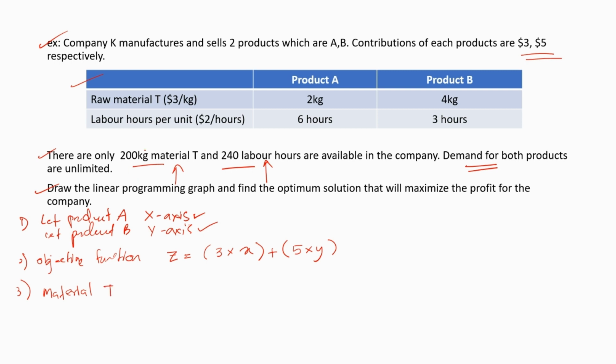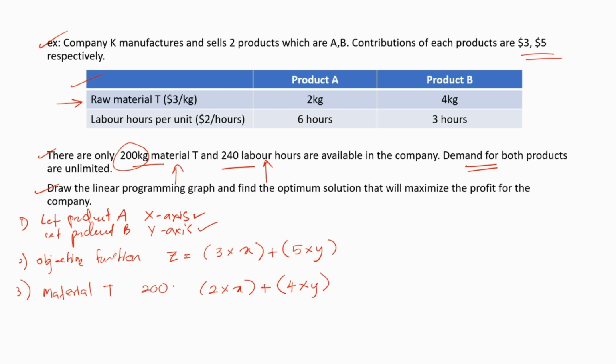There are only 200 kilograms of material T, and each product uses 2 and 4 kilograms of material T in order to produce a single unit of each product. So a unit of product A uses 2 kilograms of material T, and they are going to produce X number of product A's. Plus, product B is using 4 kilograms of material T in order to produce a single unit, and they are going to produce Y number of units of product B.